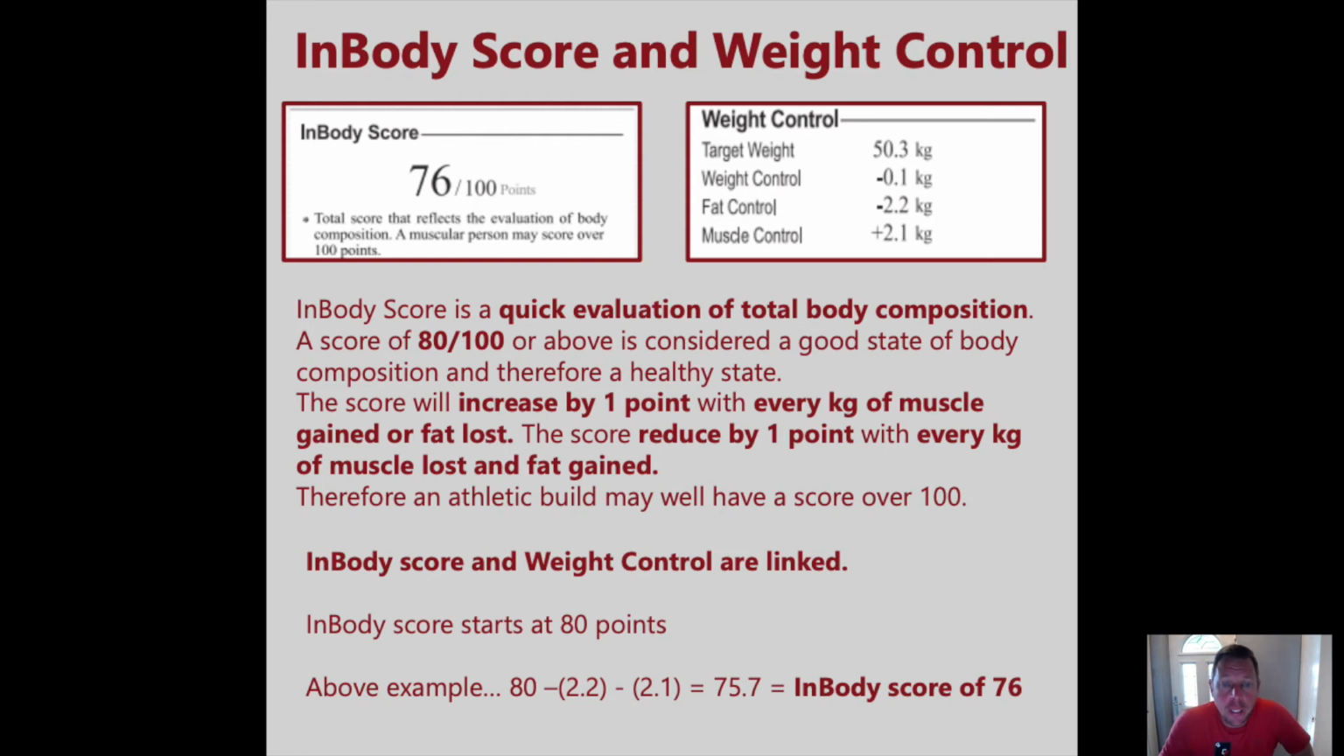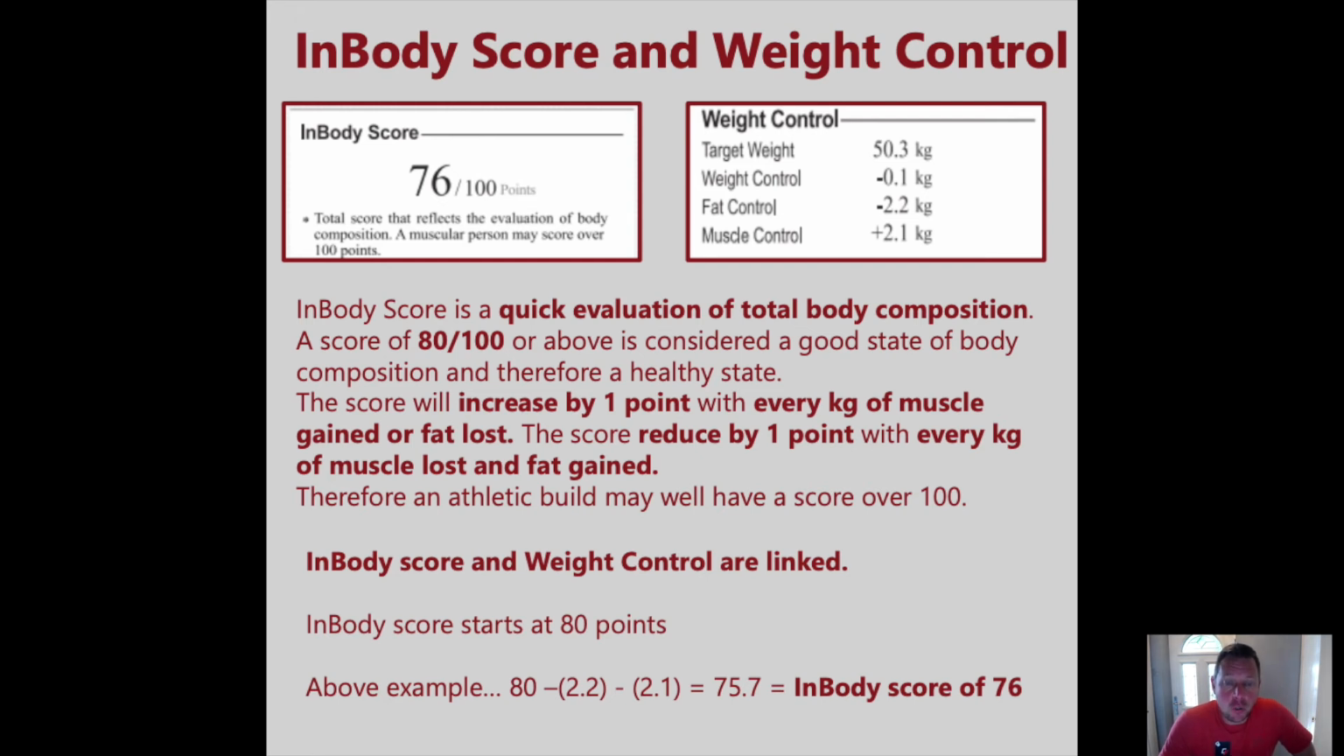The way they do it is the score will increase by a point with every kilo of muscle mass gained or fat lost. So if you lose some fat, you'll gain a point. The score reduces by a point with every kilo of muscle lost or fat gained. Therefore, an athletic build may well have a score over 100. If you are lifting big weights and you are, let's say, a big rugby player, you could still have a six-pack, but you could be in a score surplus of 100.